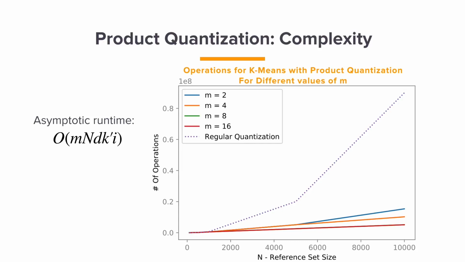Okay, so let's compare what happens here. From a complexity standpoint, if M is 1, it's just regular quantization, right? So I've shown the number of operations it would take to do that on this dotted line. And then I've shown the number of operations for different values of M on these solid lines. When M is 2, I'm cutting it in half, and I still get significant savings on the computational complexity. This is going to run a lot faster. So we're already doing better, and as M gets bigger, it just gets better and better.